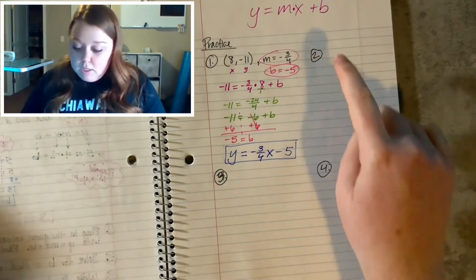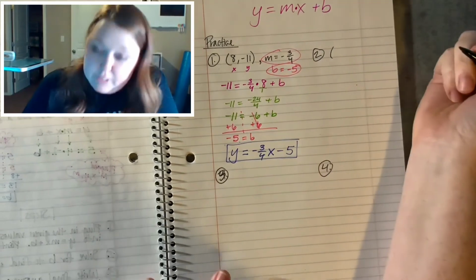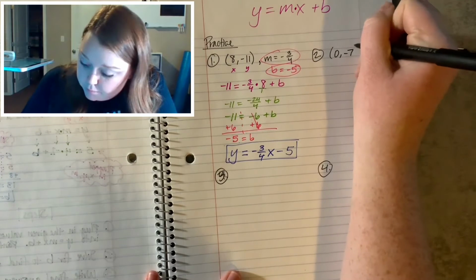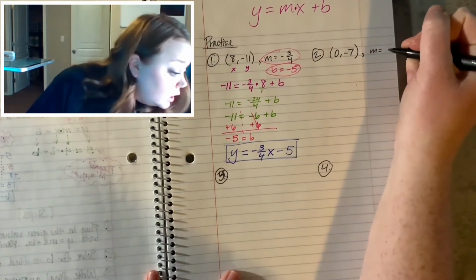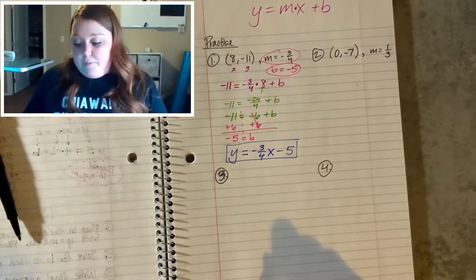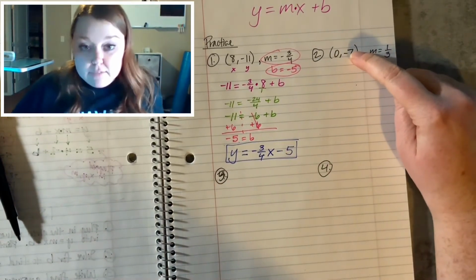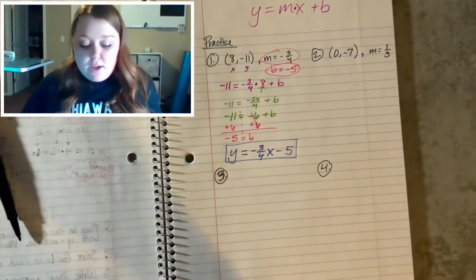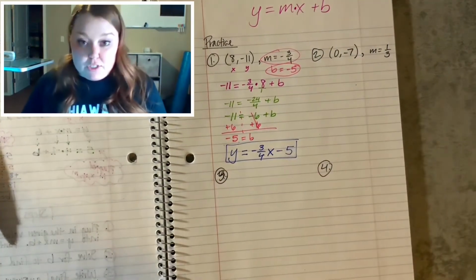Okay. Number 2, question number 2. The point that this line is going through is 0, negative 7. And the slope is 1/3. Okay, so you could totally plug in your negative 7 for y, plug in your 1/3 for m, plug in your 0 for x. You can totally do that process, but this is actually a special little situation.